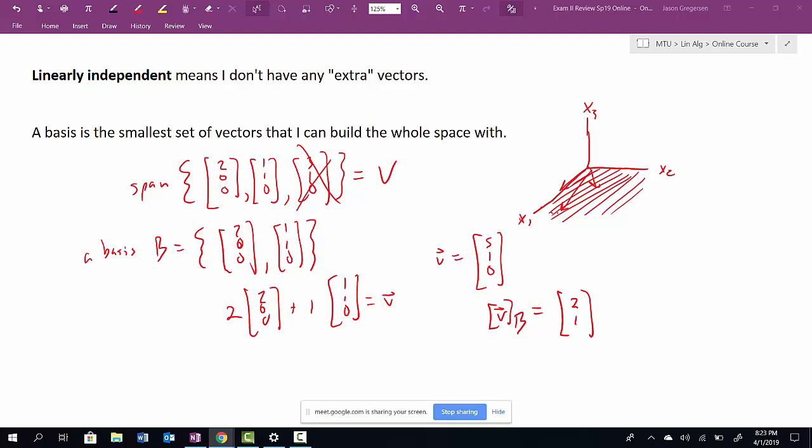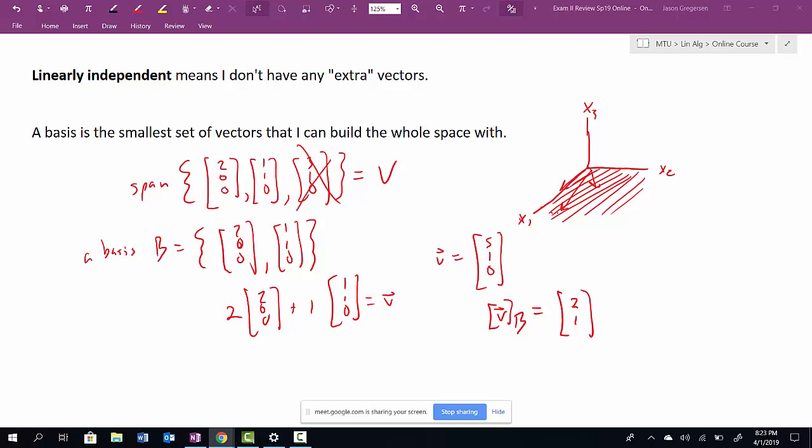Okay, I got V and I got R3. Here's my question. V is the set of all vectors that lie in that plane, all the possible linear combinations of (2, 0, 0) and (1, 1, 0). How many vectors are in V? Not in the basis for V, but in V. Infinitely many, absolutely.